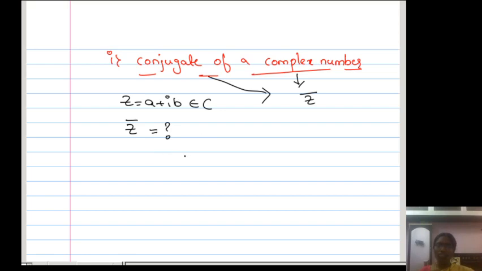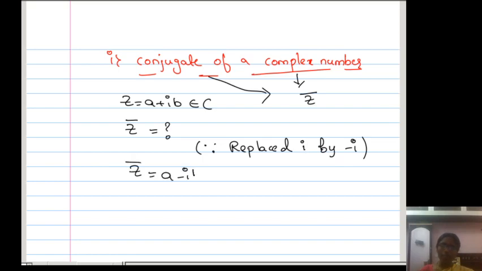Just remember one thing: replace I by minus I. Just you have to change the sign. If you replace I by minus I, what will you get here? Z bar is equal to A minus IB.